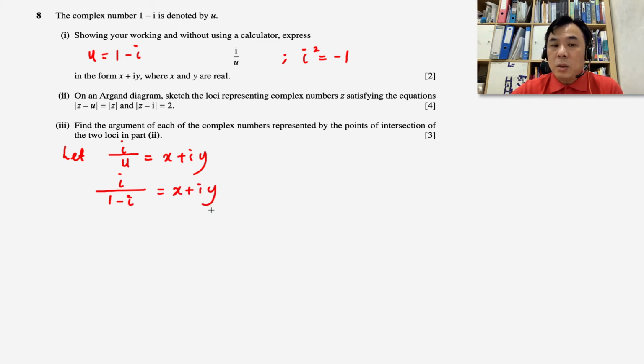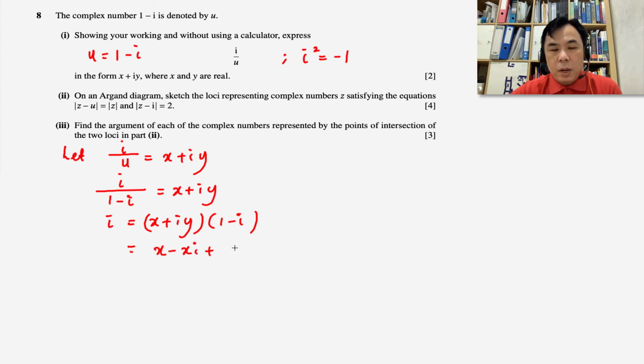Now, solve for x and y. I can multiply both sides by 1 minus i. That will give me 1 minus i here. And then with a bit of algebraic expansion, I'll have xi plus yi, and then finally minus i squared becomes plus. So I just write it down like this, and then collect or combine the like terms, the real component together, and then the imaginary component together.